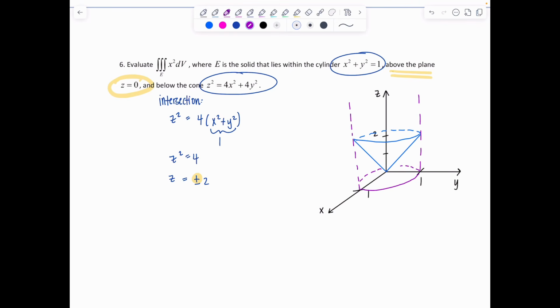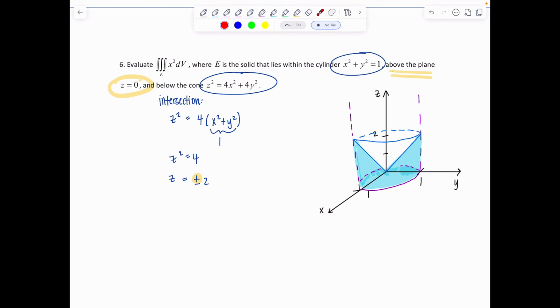Okay, so E is the solid that lies within the cylinder, above the plane z equals 0, and below the cone. So if E is within the cylinder, it's above z equals 0, and it's below this cone. It's all of this outer portion here. Basically imagine you had a cylinder and someone came and scooped a cone out of it. This is all hollow.